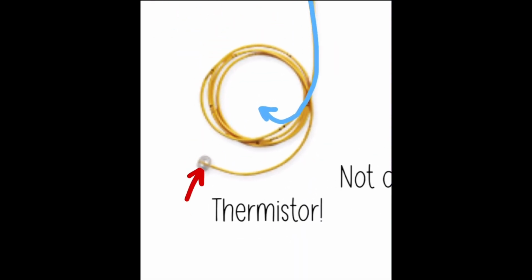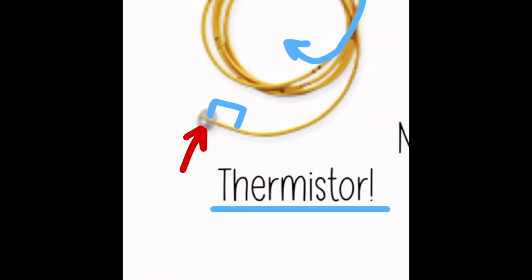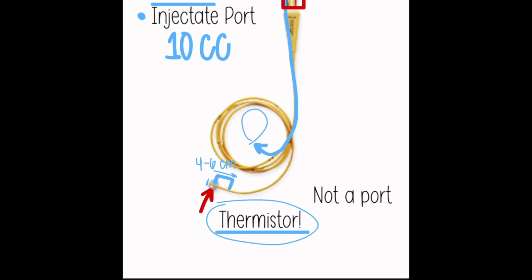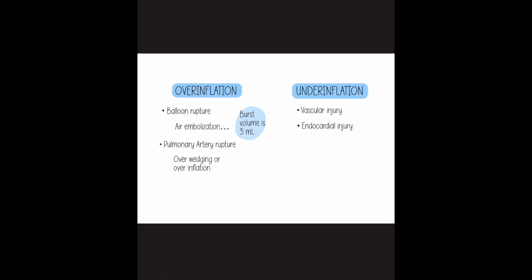Now, the thermistor you will hear about is a component of the Swan balloon. The thermistor itself is not a port, and the thermistor is located about 4 to 6 centimeters proximal, so before the distal end of the catheter. And that's important because this is what is doing all of the work when you are injecting that saline and it's measuring the time it takes to get from point A to point B. Now, what are some of the things that can happen?